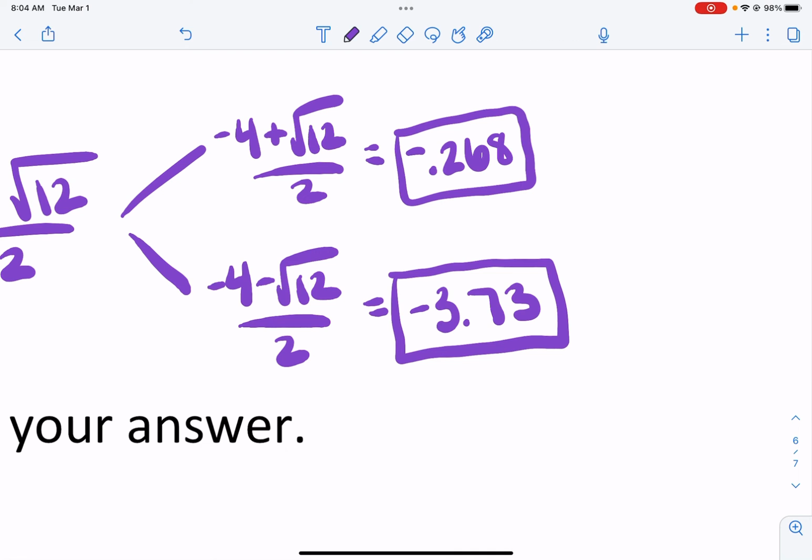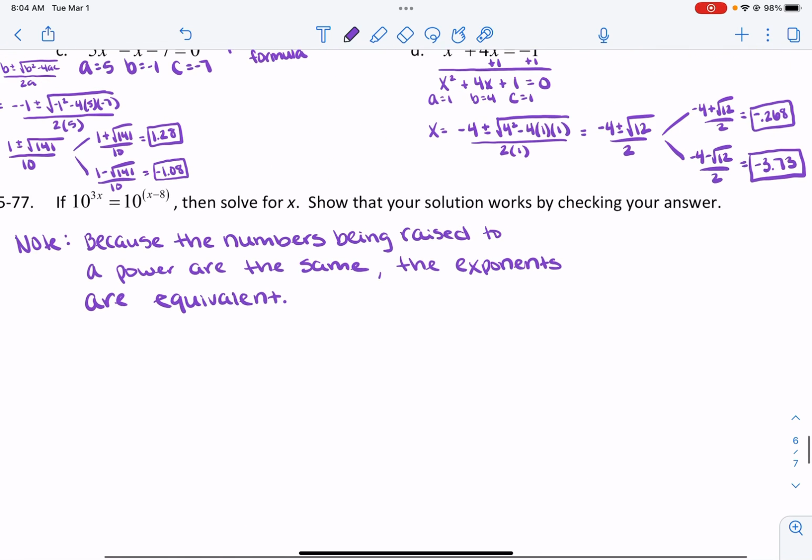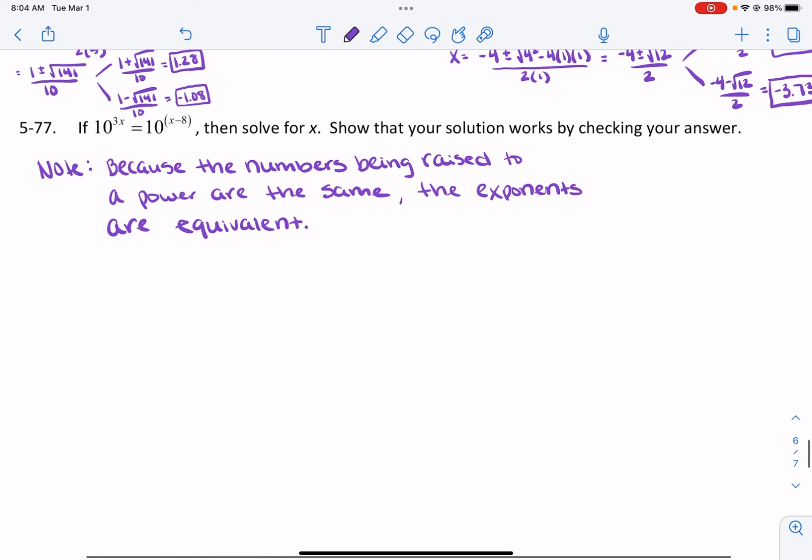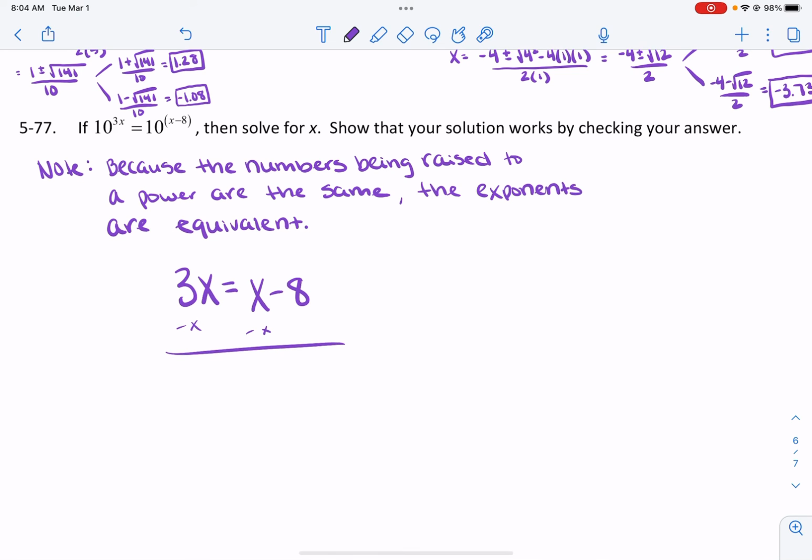Okay. And then I think 5-77 is the last one we've got here. So it says if 10 to the 3x equals 10 to the x minus 8, then solve for x. Show that your solution works by checking your answer. And I did put a note here, because the numbers are being raised to a power that are the same, the exponents are equivalent. So what that means is we can actually just take 3x equals x minus 8, minus x on both sides, divide by 2, so x equals negative 4.